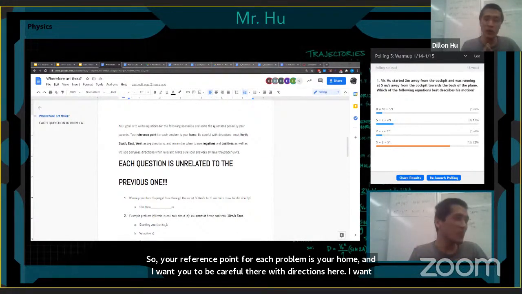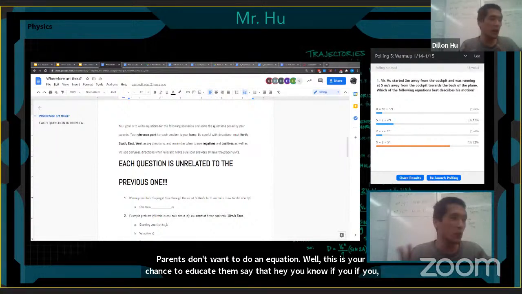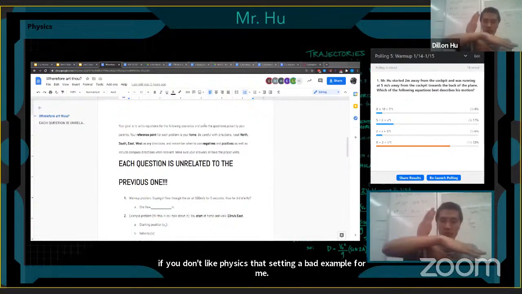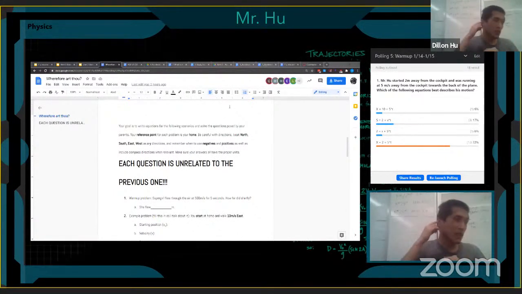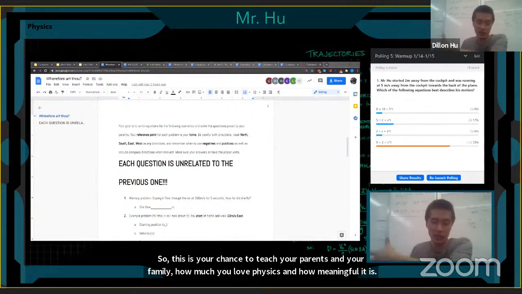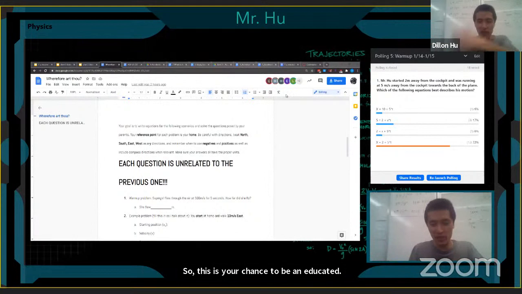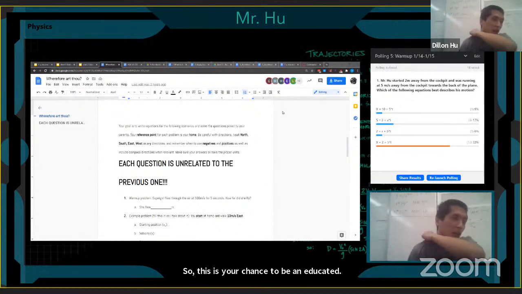So okay, I want you to be careful with directions here. Treat north, south, east, west as your x, y directions. Right, east, west is x, and north, south is y. And I want you to be careful and use negatives and positives as well, and include compass directions when relevant. So some things that are going to be very important is I want you to tell me what my velocity is, in what direction, and my displacement is this, in this direction. So make sure your directions are there, and make sure you have the proper units.